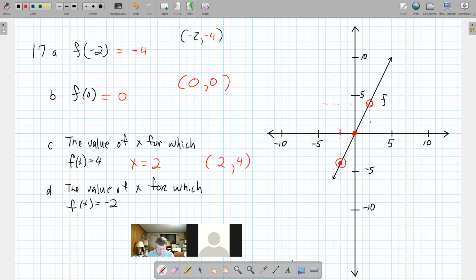Okay. Part D says the value of x for which f of x equals -2. What's the input that causes an output of -2? Where is y equal to -2? Right here. x is -1. That doesn't show up very well.